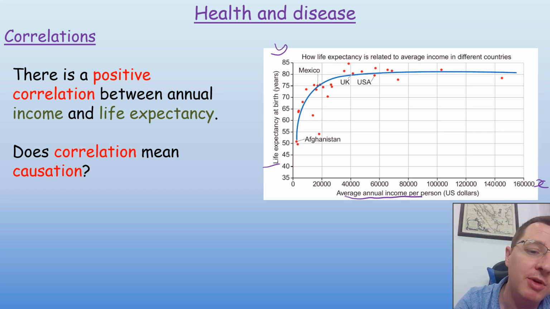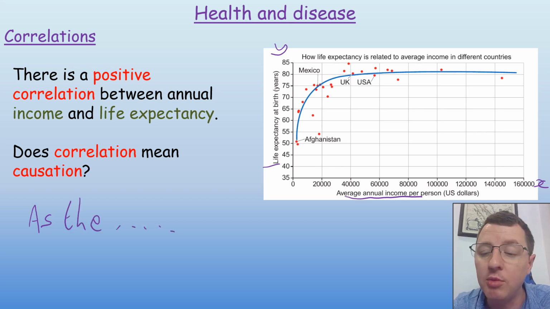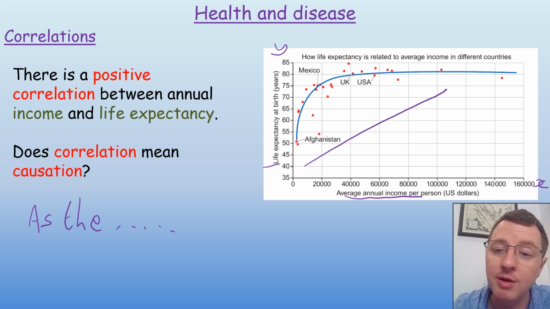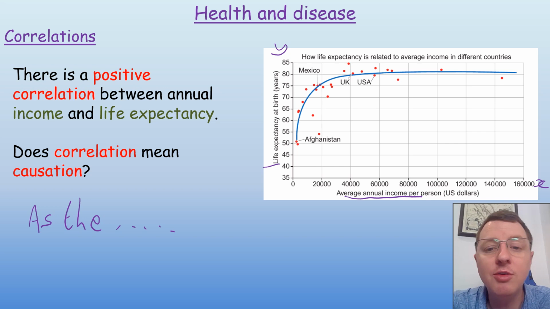When we're describing these correlations, we must always use that magic sentence: as the... And we always start with the x-axis. So as the average annual income per person increases, the life expectancy at birth increases. This is our positive correlation. It is not a proportional correlation because we don't get the straight line, we get a curve in this instance, but we can begin to start to think about why.